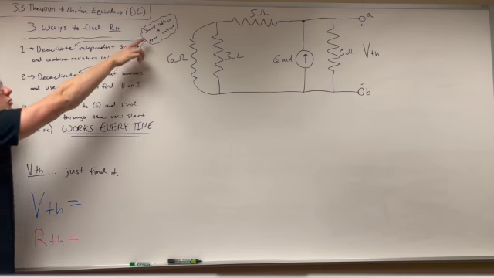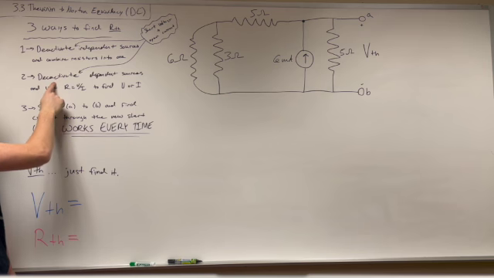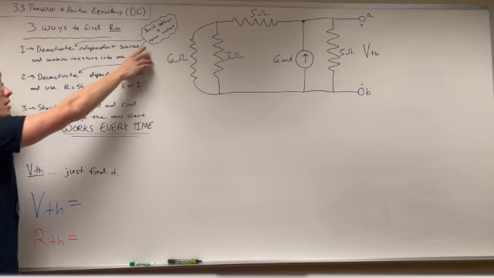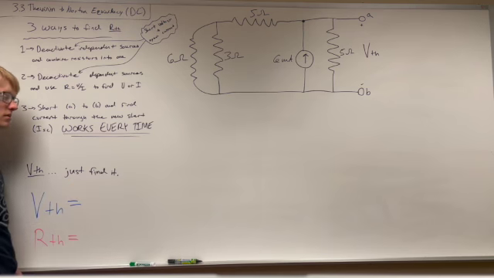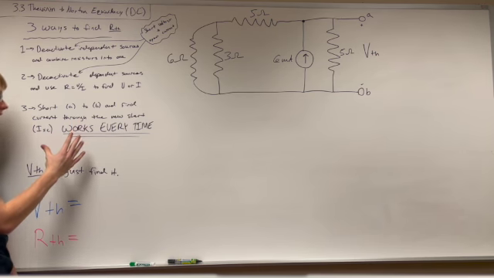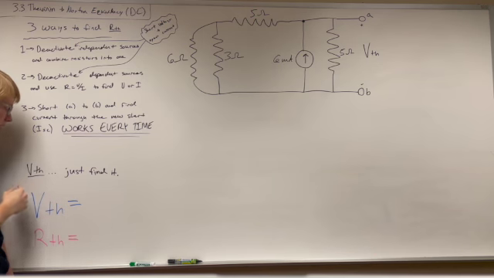And so I wrote a note up here about the word deactivate the sources. What we're going to do is short voltage sources and open current sources, okay? So that's how you find R Thevenin. Those are the three ways you can find R Thevenin in any circuit.